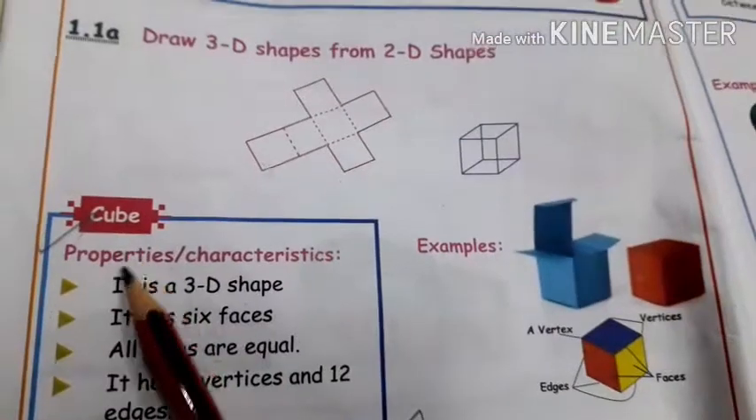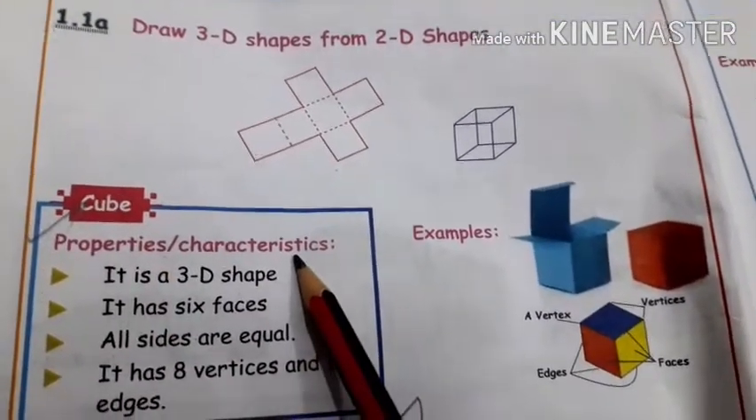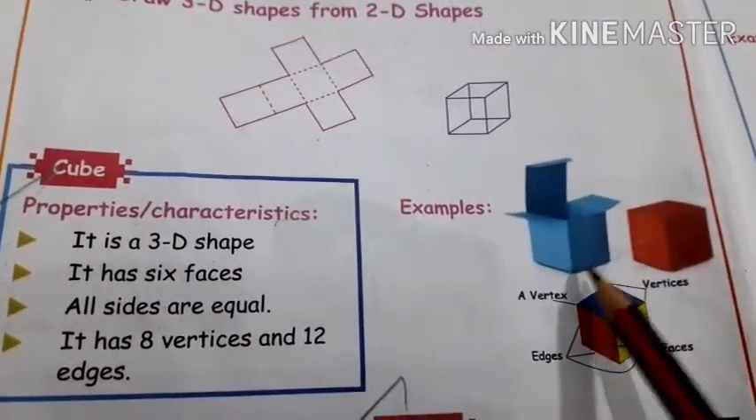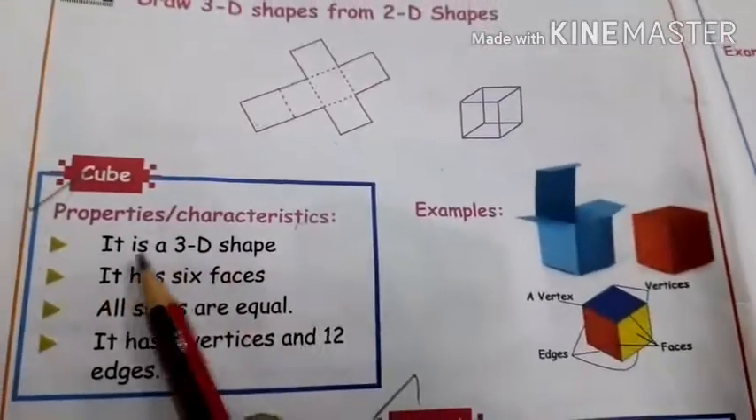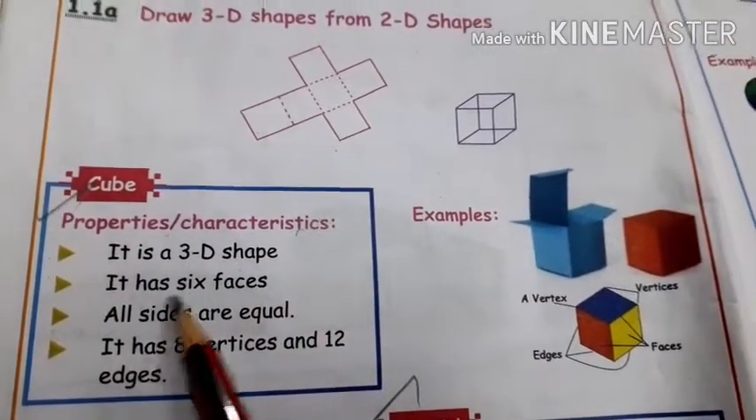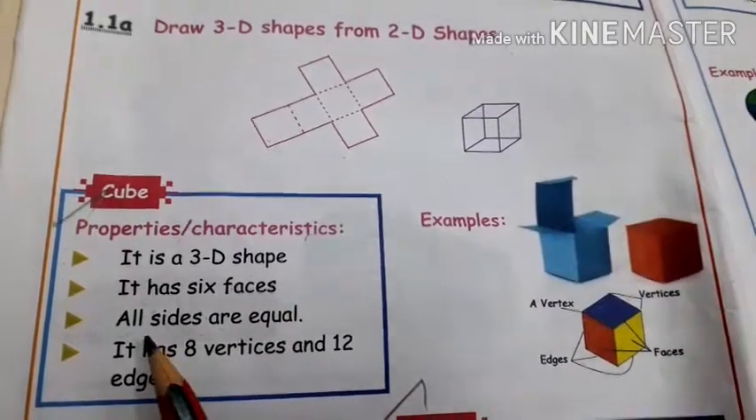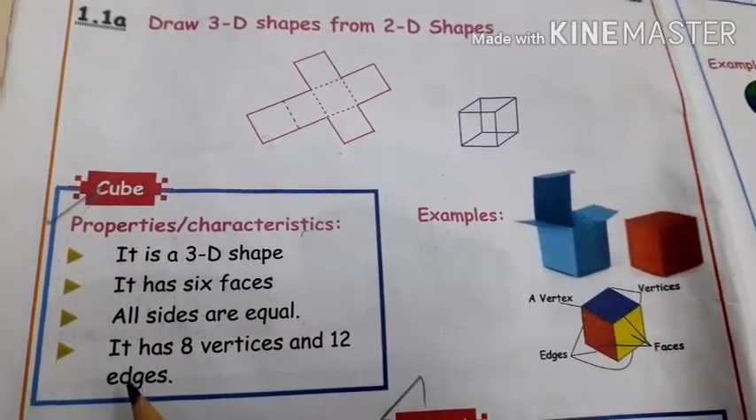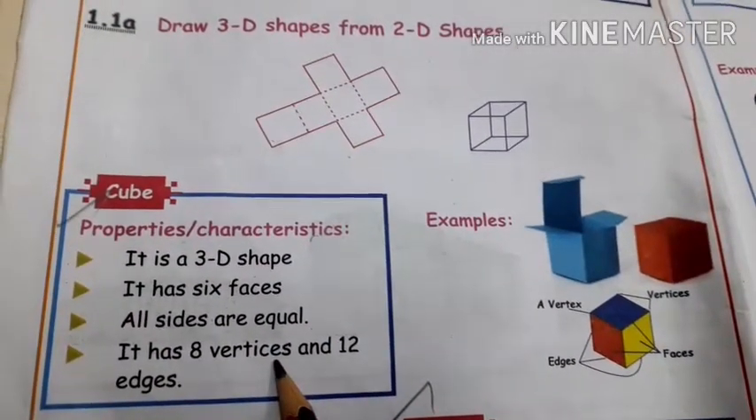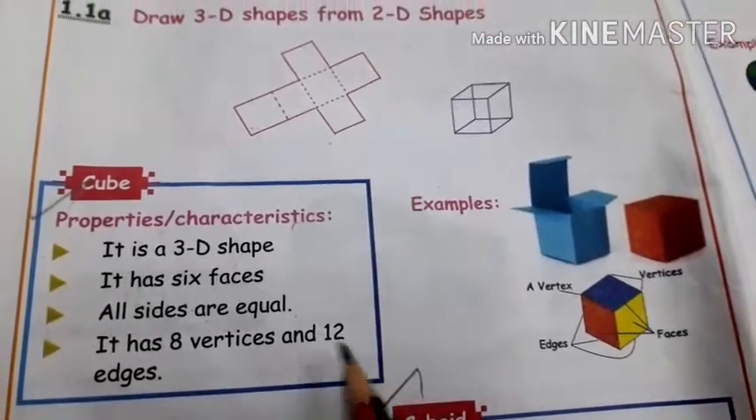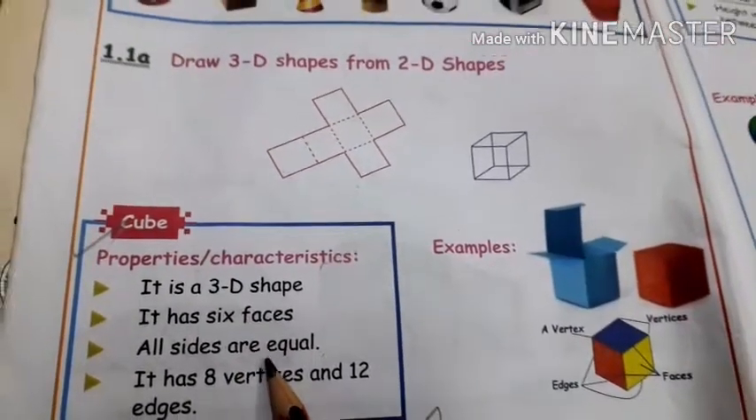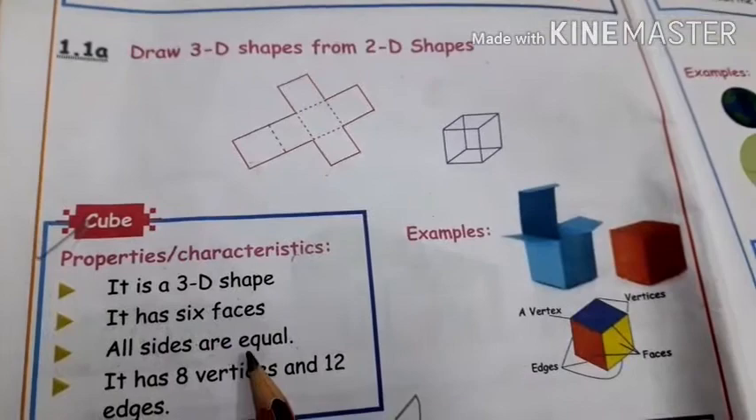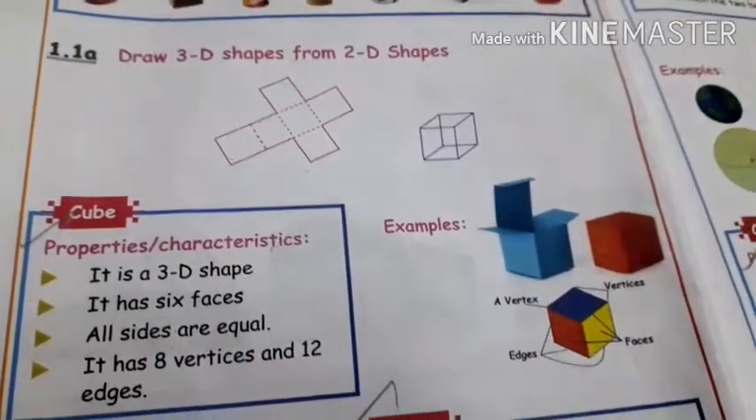Okay, so the cube's properties and characteristics. Take one box. It is a 3D shape. It has 6 faces. All sides are equal. It has 8 vertices and 12 edges. These are the properties and characteristics of a cube.